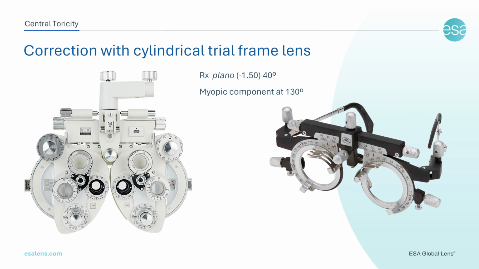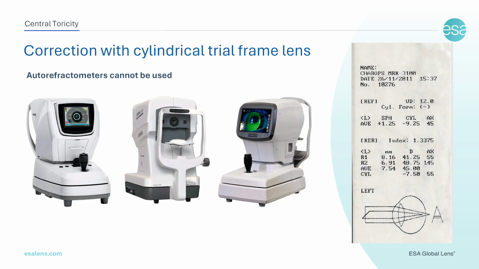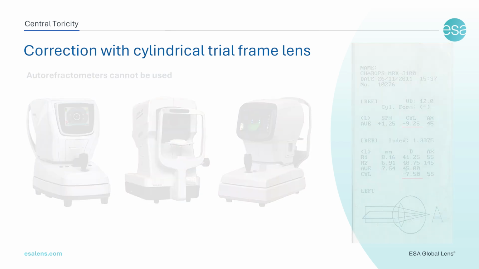It is essential to determine both the axis and the optical power of this residual cylinder. In this clinical scenario, an autorefractometer cannot be used. The internal algorithms for these devices are not designed for altered corneal shapes. Consequently, the device is highly likely to produce inaccurate or false results, making manual over-refraction the only reliable method.